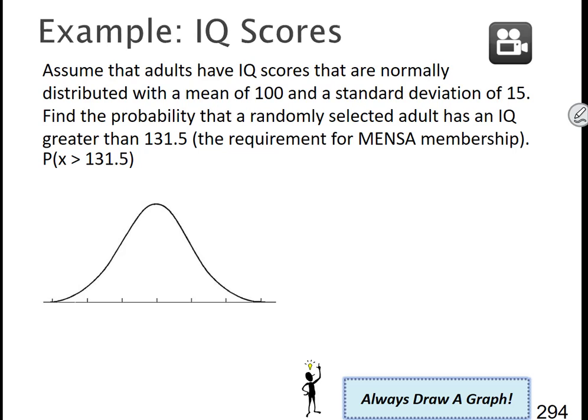This example is dealing with IQ scores. Assume that adults have IQ scores that are normally distributed with a mean of 100 and a standard deviation of 15. Now, when they give you those numbers, it's always good to go ahead and stop right then and possibly write it down. We know that mean, mu, is 100, standard deviation, sigma, is 15, and it turns out this is actually a pretty realistic situation.